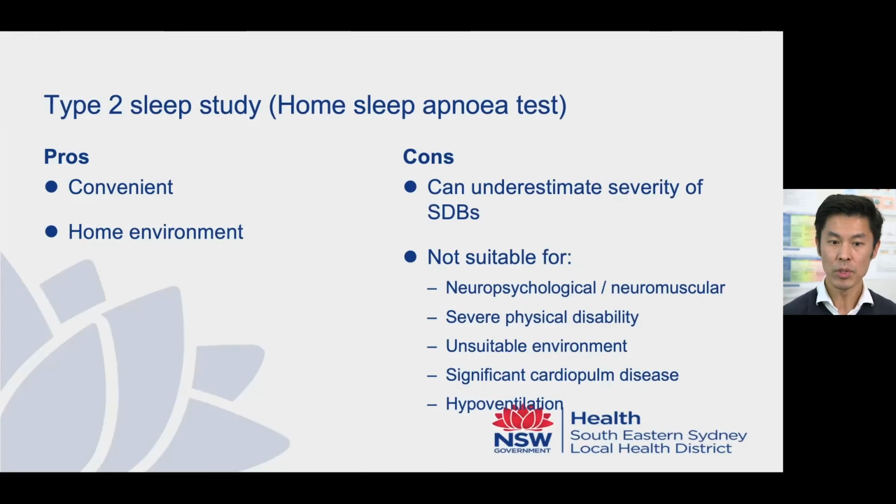So for the type 2 sleep study, which is a home sleep apnea test, this usually is convenient and performed in the home environment for the patient, which will be much more suitable for patients' comfort and flexibility. It usually monitors a minimum of 7 channels, but not necessarily the EEG channels. And therefore, it can underestimate the severity of sleep disordered breathing, as well as not be able to determine a hypoventilatory disorder, or in the event where there's significant cardiopulmonary disease where we're looking for Cheyne-Stokes breathing.